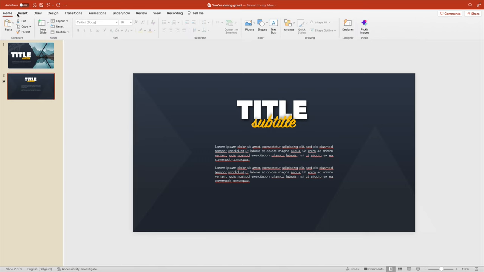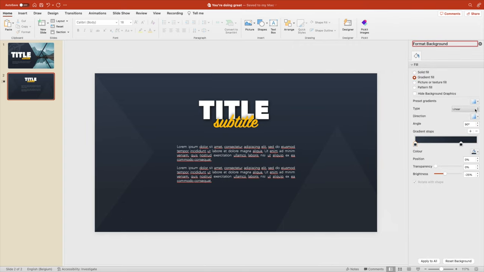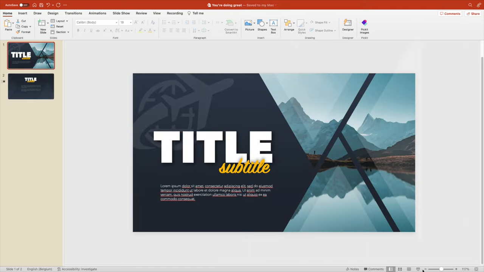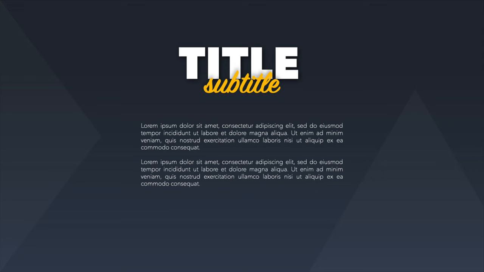So we can shift that by just turning the gradient around. Right click Format Background on the second slide. And choose the direction of the gradient, so the dark part is on top, and then it connects with the bottom part of the first slide. So it's the same gradient effect. And preview again. And this looks a lot smoother in your presentation.